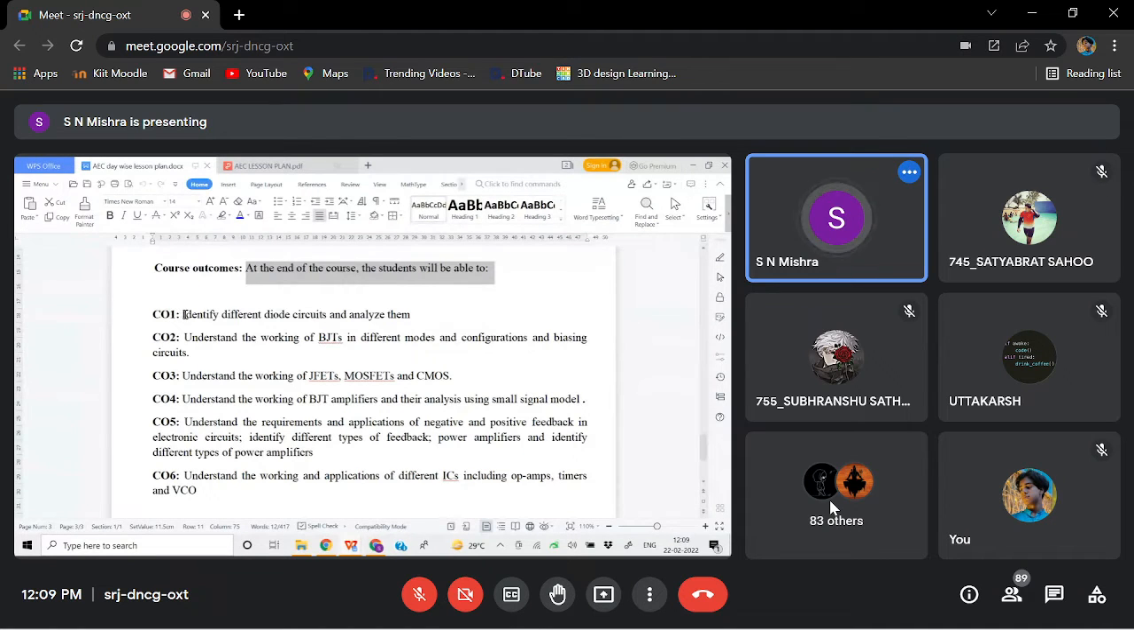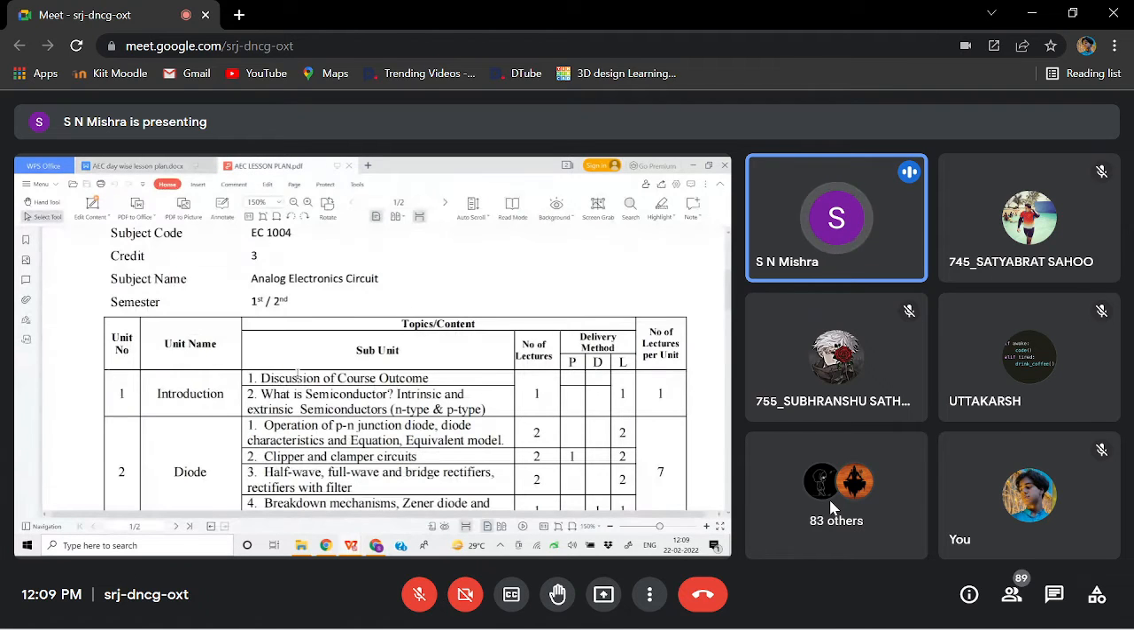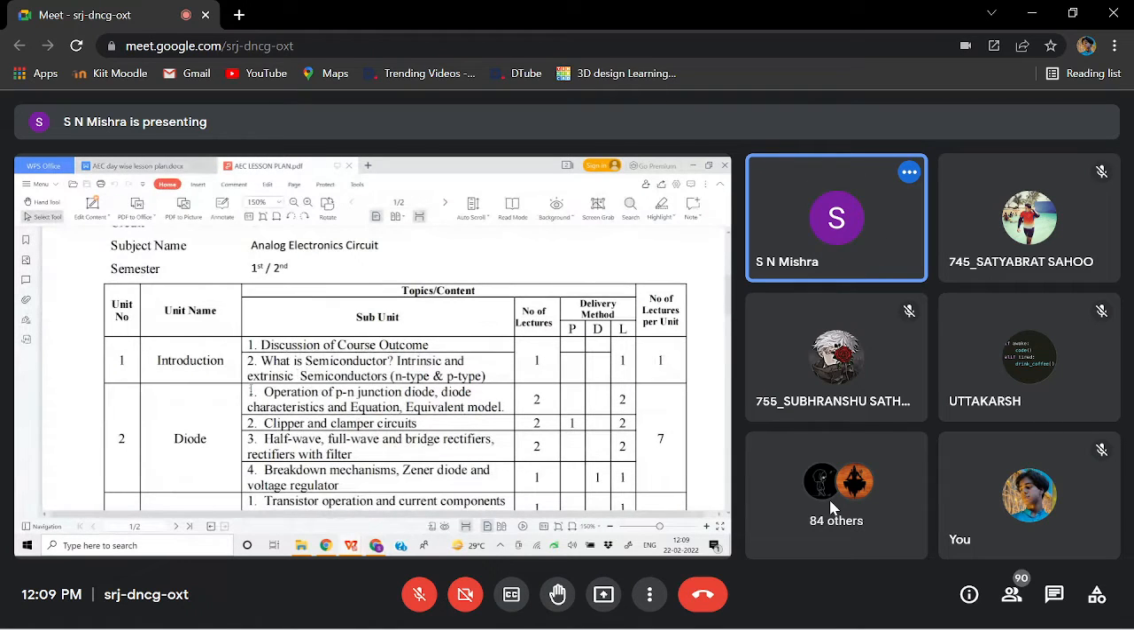The first one: identify different diode circuits and analyze them. That means once you finish the first module, you will be able to understand the diode concept, the fundamental principle of diode circuits, and you can analyze the circuit. You can get the results of these circuits, everything you are able to do. So this is the first module.